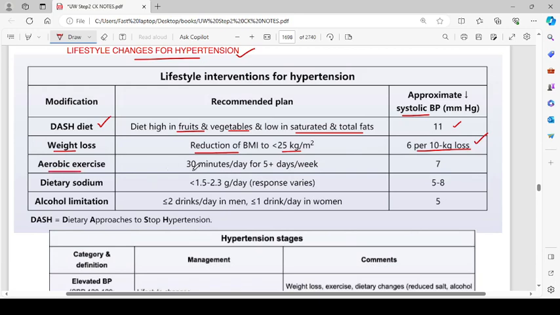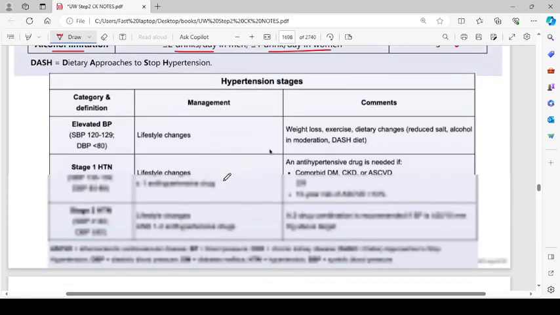Aerobic exercise 30 minutes per day for 5 plus days per week. So approximate decrease will be 7 millimeters of mercury. Dietary sodium less than 1.5 to 2.3 grams per day. Response varies 5 to 8 millimeters of mercury. And alcohol limitation less than 2 drinks per day in men and less than 1 drink per day in women. So that will decrease 5 millimeters of mercury of blood pressure.